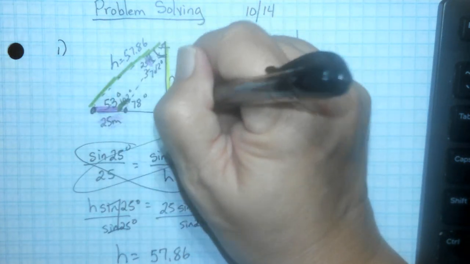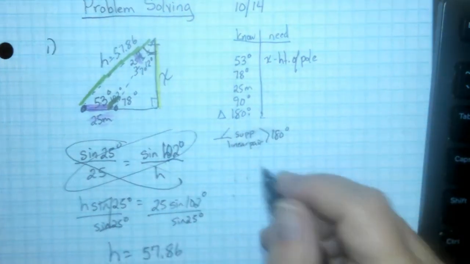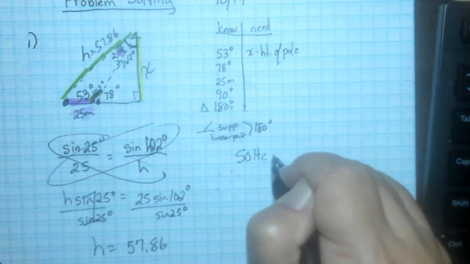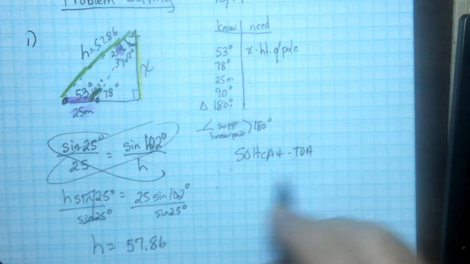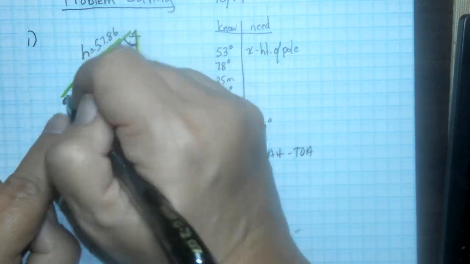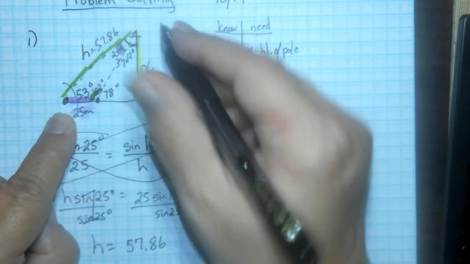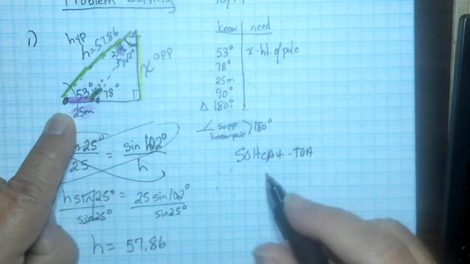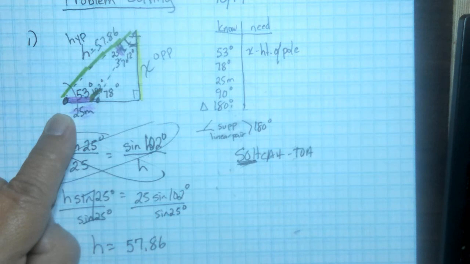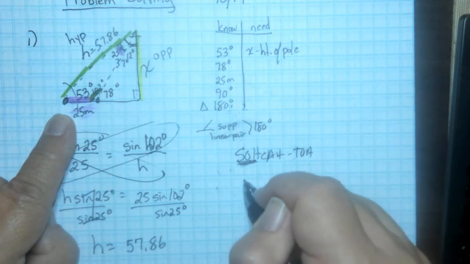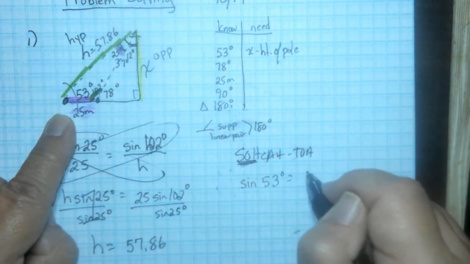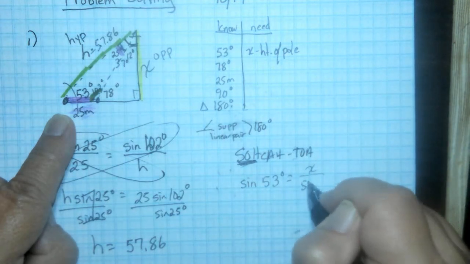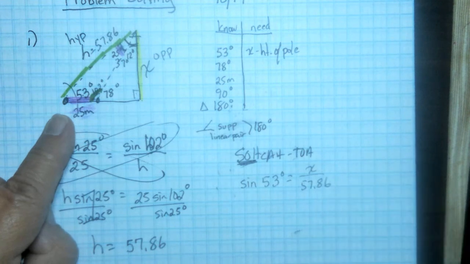Is this a right triangle? SOHCAHTOA works on right triangles, right? Trig ratios work on right triangles. Let's use our 53 degrees. This is my opposite. This is my hypotenuse. Sine has opposite over hypotenuse. So I can say sine of 53 degrees equals X over 57.86.